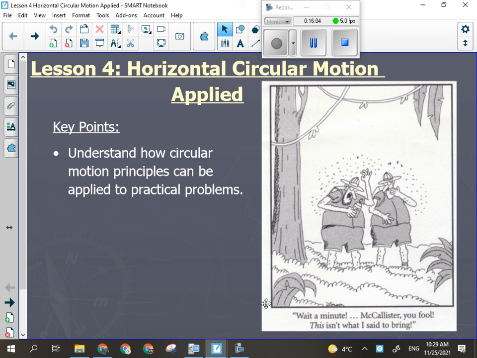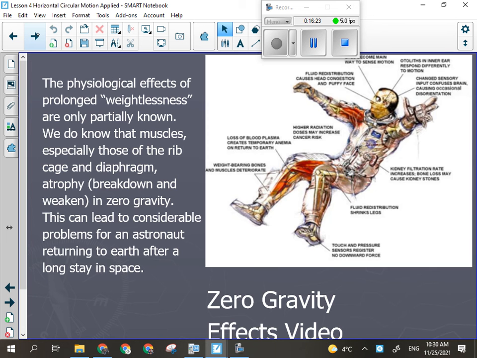If we're going to have astronauts going from one planet to another, we have to simulate gravity for their health. Okay? Otherwise, they realistically could die, be very, very unhealthy. Right? And that's not good when you're millions of kilometers away from the nearest hospital. So it's a big problem. So we gotta figure out ways around it.